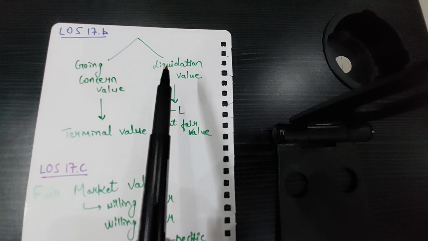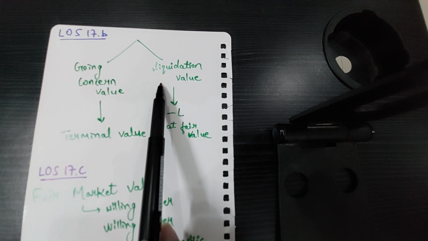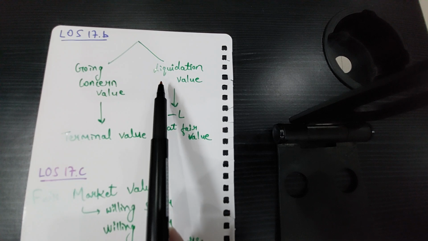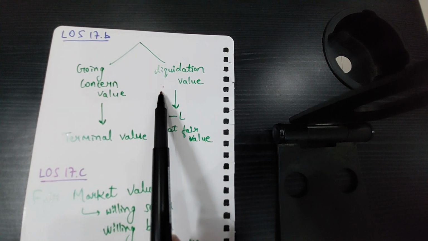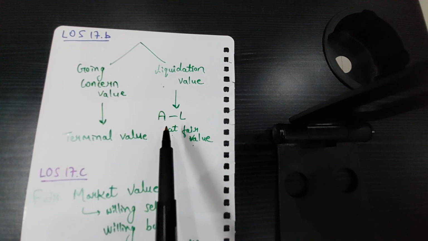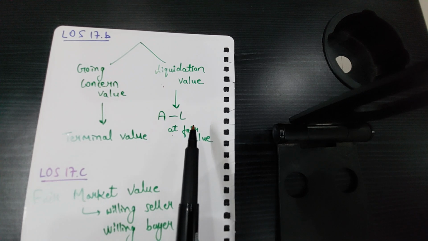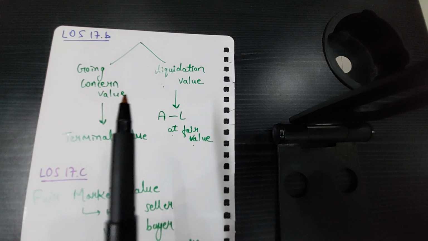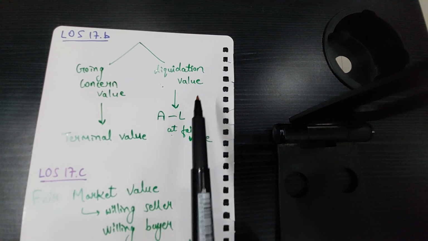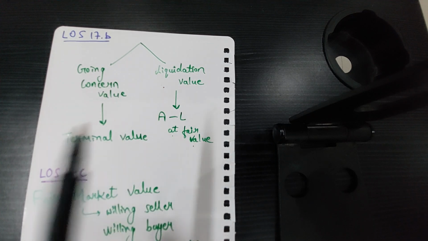Liquidation value is based on the assumption that the company won't last forever. It will have to be liquidated and will not continue to operate in the business. It is the difference between our assets and liabilities at fair value. So it is basically an estimate of what the assets of the firm would bring if sold separately, net of the company's liabilities. Fair value means that right now, if you sell the assets and net off the company's liabilities, the value you get is the liquidation value.